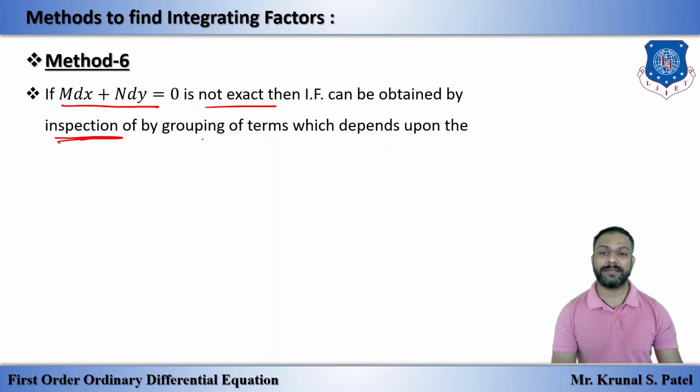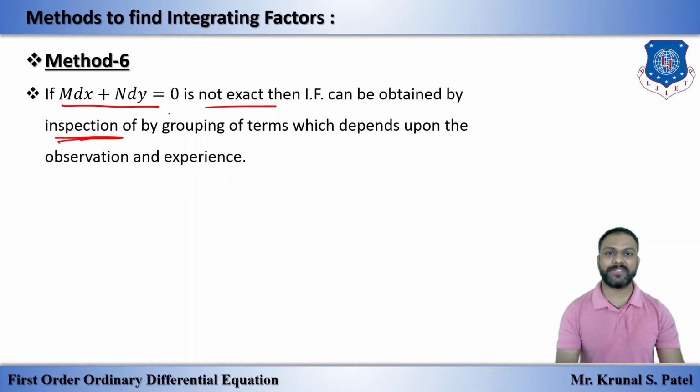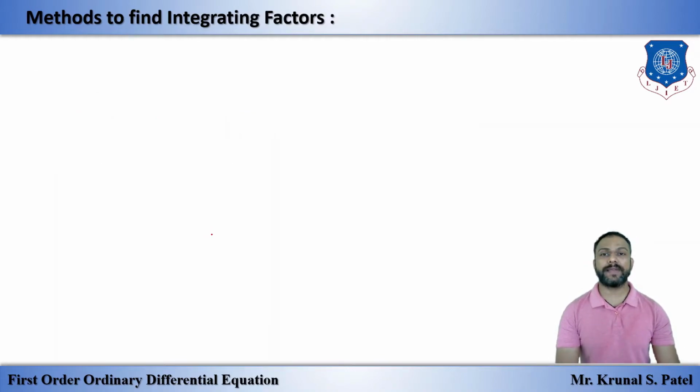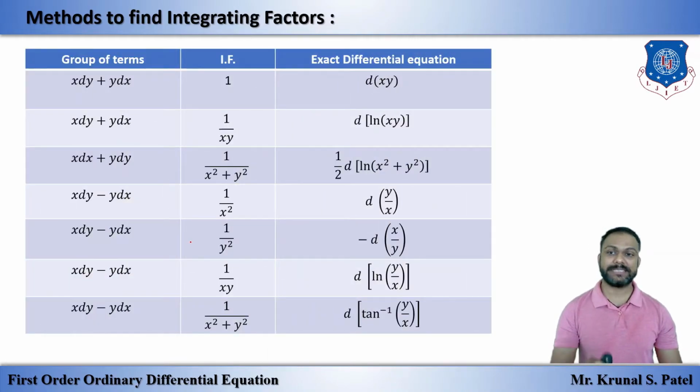Inspection method means that it comes from your experience and practice. If you practice the previous 5 methods, then you will understand how you can group the terms, and your observation and experience will give you the answer for the IF. There is no particular formula for the IF in method number 6. To understand some inspections, we have this table.